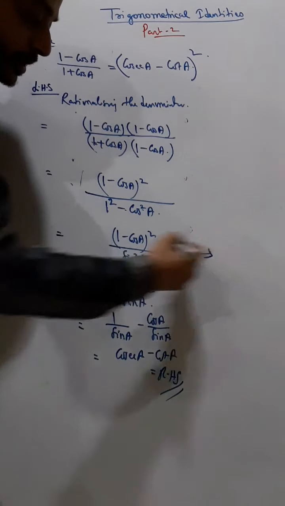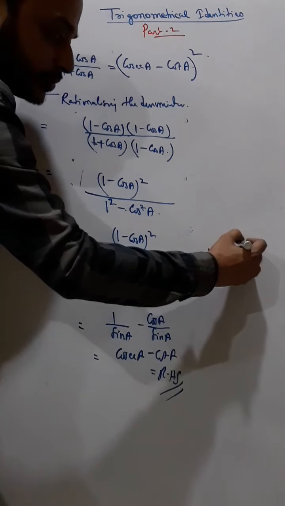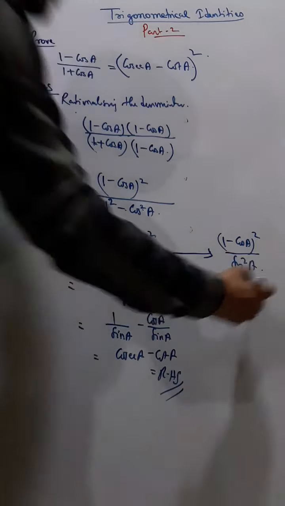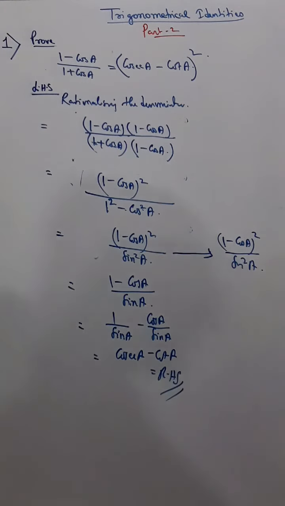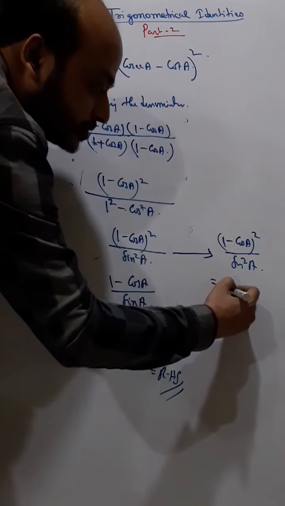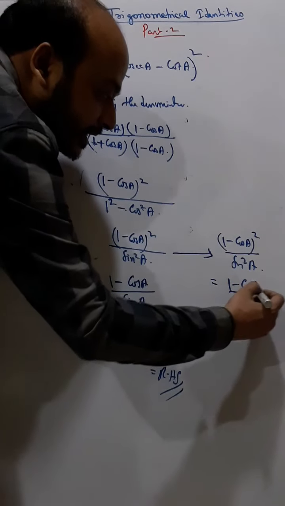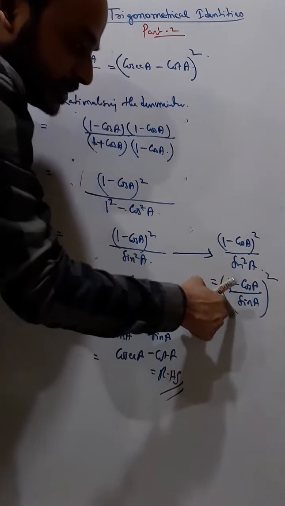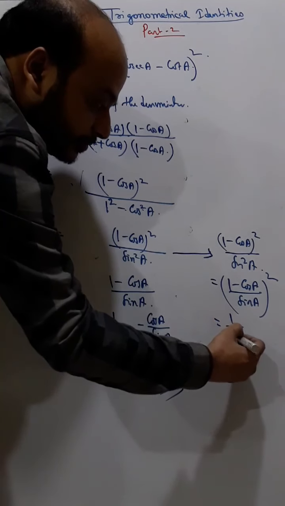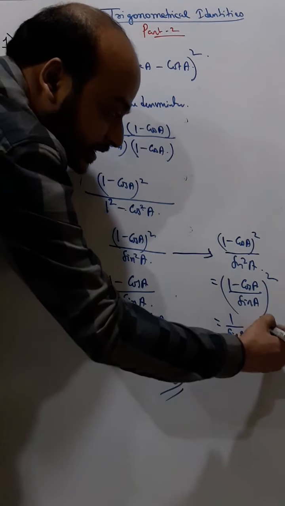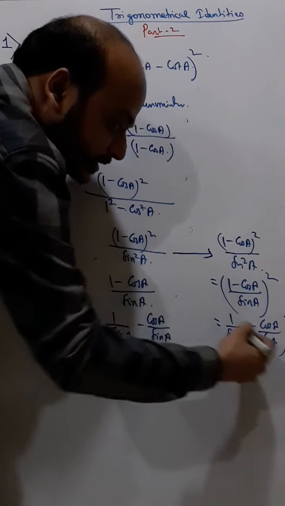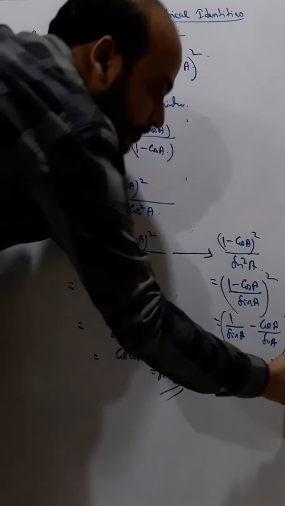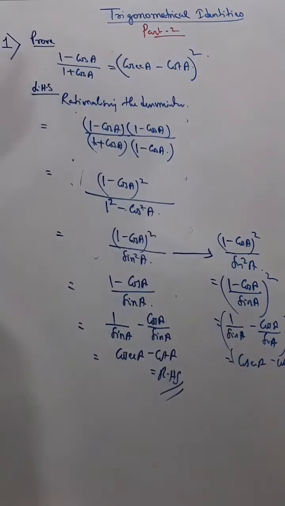So now this one we can write as 1 minus cos A whole square by sin square A, right? Now I can write this one as 1 minus cos A by sin A, and whole square. And now inside we can break the LCM, 1 by sin A minus cos A by sin A, and it will be whole square. So finally you are getting cosec A minus cot A whole square.